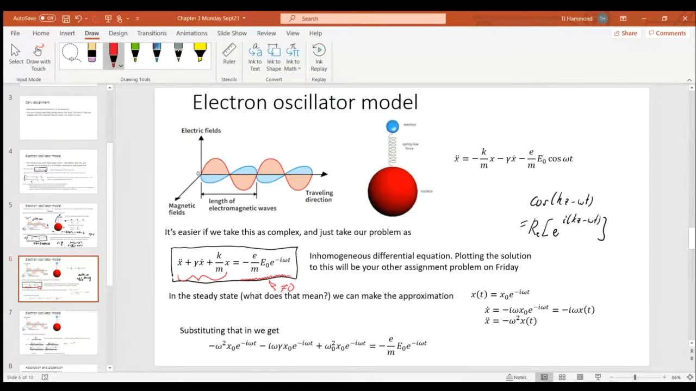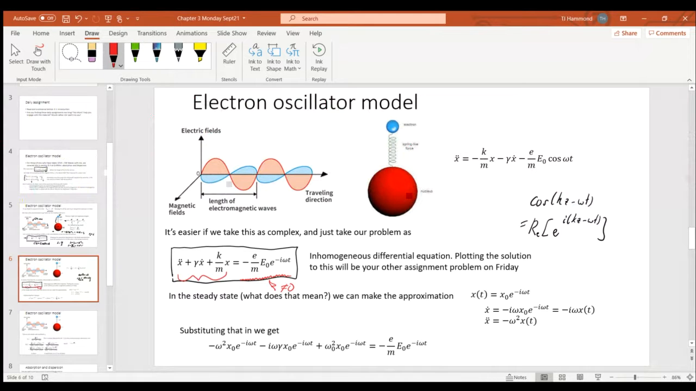We'll be understanding the transient parts and understanding the numerical solution to that. So for this lecture, what we're going to be talking about is the steady state solution. In the steady state, we can make the approximation that x of t is equal to x naught e to the minus i omega t. What we're saying is that after some really, really long time, this system isn't evolving anymore. It's completely driven by this field. There's no transient effects of what this electron had been doing before. That's what I mean by being in the steady state.